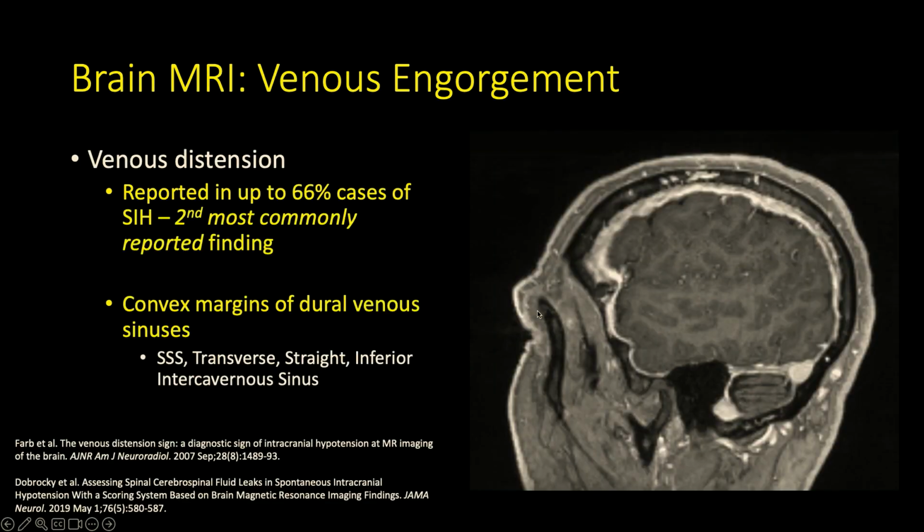Venous distension sign. So this is the second most common finding reported in SIH. This occurs in about 2/3 of patients. And what we're looking for is bulging outward convex margins to the dural venous sinuses. And usually we're looking at the distal third of the transverse sinus on your sagittal image. That's the best way to see venous distension. It's been reported for superior sagittal sinus and the cavernous sinus, straight sinus, but it's really best seen on the sagittal and the transverse sinus.